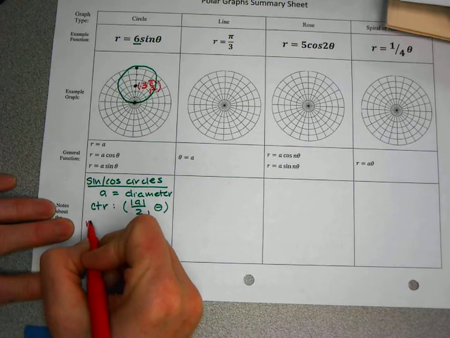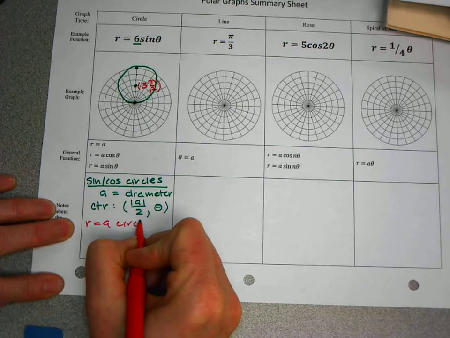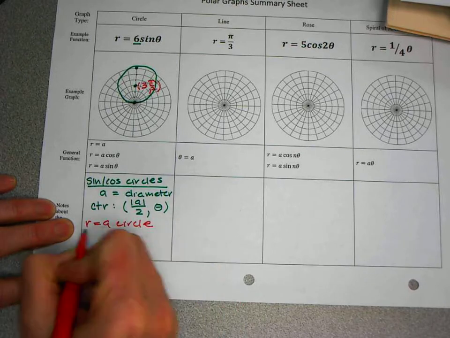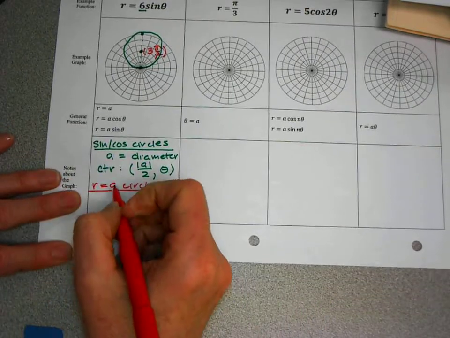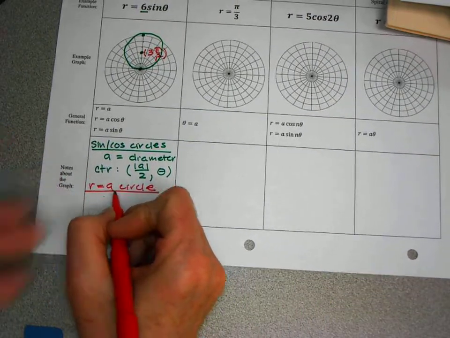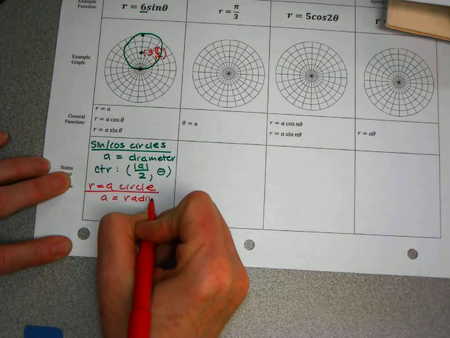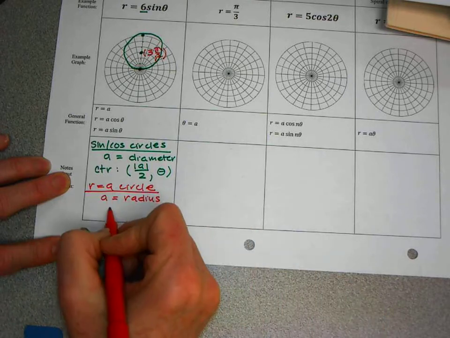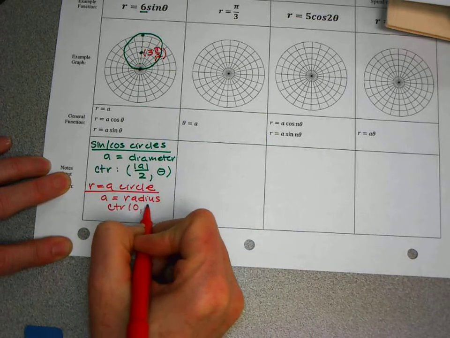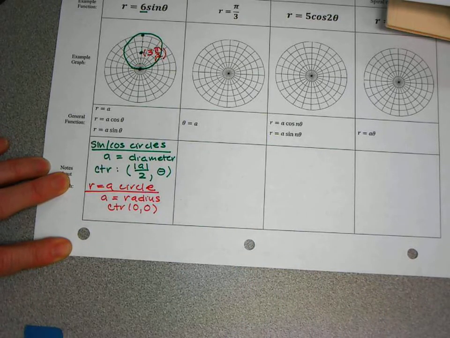But if we have r equals a, then the A value is the radius of the circle, not the diameter. And the center will always be 0, 0 when you have the r equals a form.